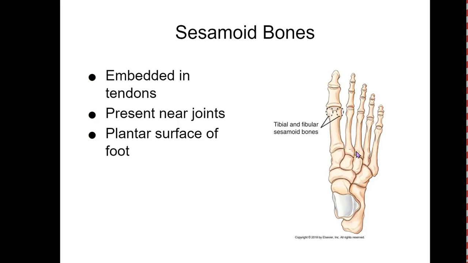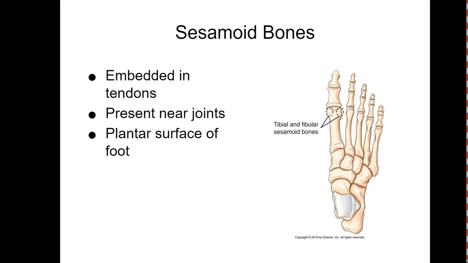Sesamoid bones. Sesamoid bones are small, detached bones often found in the feet and the hands, and they are little extra bones that are embedded in tendons, and they're often present near various joints. So remember, in the hand, sometimes you'd see them near the thumb. In the upper limb, sesamoid bones are quite small and most often found on the palmar surface, near an MCP joint, or occasionally at the IP joint of the thumb.